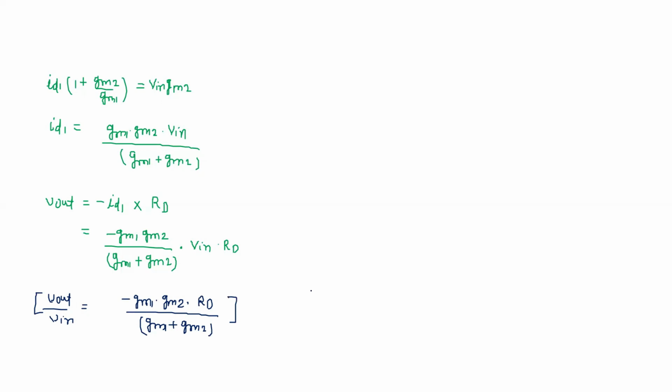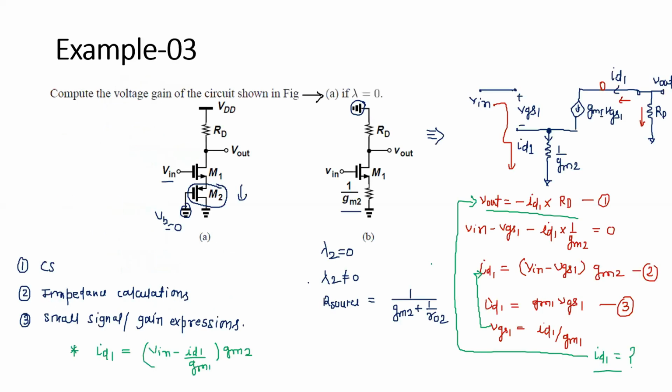So what were the approximation and consideration here? The lambda was 0. If lambda is not equal to 0, this expression will change. It will not be 1 upon gm2, it will have an additional term, 1 upon gm2 plus 1 upon r02. And if lambda is also considered for the first transistor, we will have an additional term r01 here also. The complexity will increase a little bit, but you can simply apply KVL and KCL carefully and you will get the expression for the voltage gain.